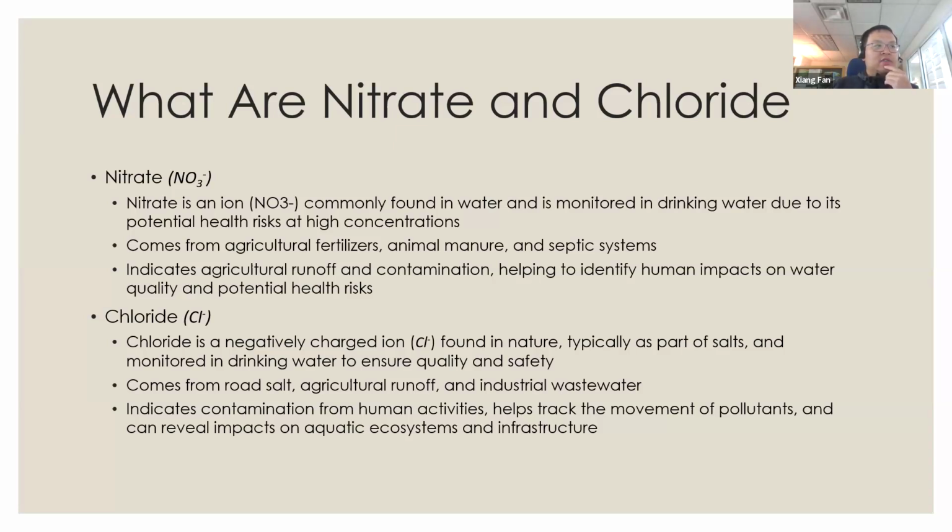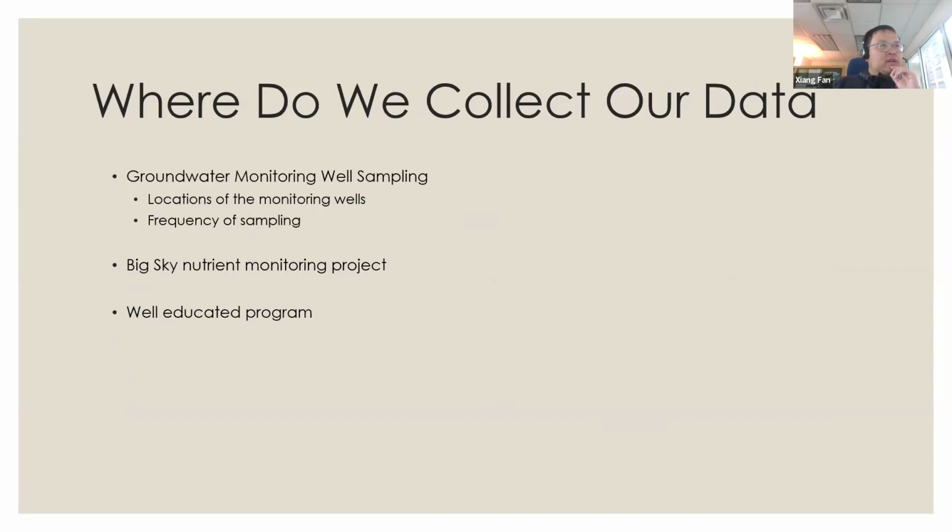Chloride is a negatively charged ion found in nature, typically as salt, and monitored in drinking water to ensure quality and safety. The salts can be from road salt, agricultural runoff, and industrial wastewater. It indicates contamination from human activities, helping track the movement of contamination, and can reveal impact on aquatic ecosystems and infrastructures. Next slide, please. So where do we collect our data?